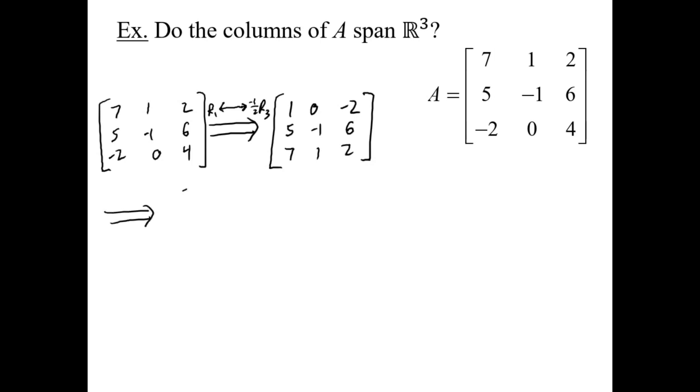Now, row 1 is fine. I'll do row 2 is going to be negative 5 row 1 plus row 2. So that would be 0, negative 1, 16. I think if I did it right. Yep. And then row 3. So we'll do negative 7 row 1 plus row 3. So 0, 1, 16.